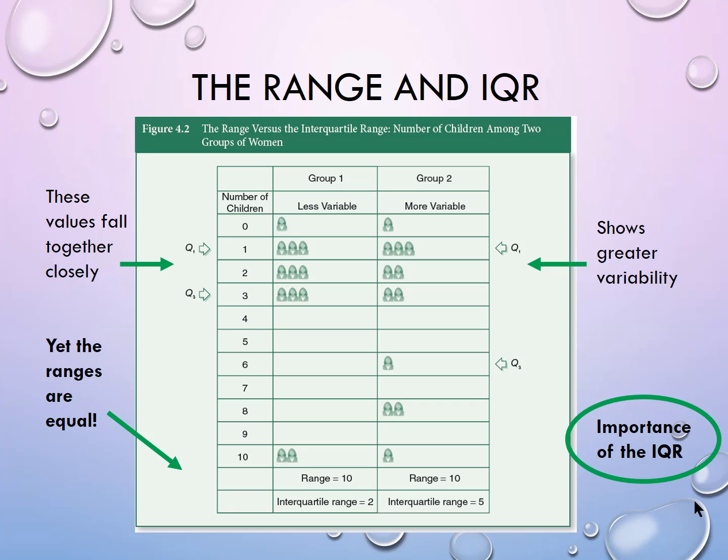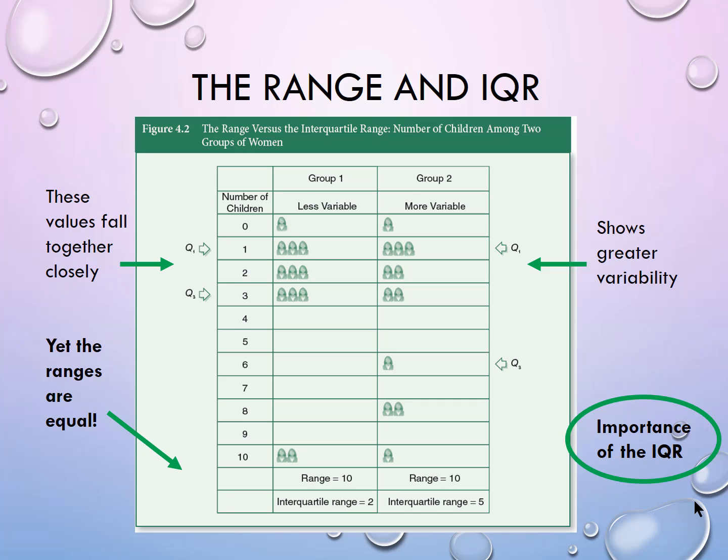In order to make up for these limitations of the range that I just showed you, we can use the interquartile range instead. The interquartile range is a measure of variation for, again, interval ratio or even ordinal variables. And it is measuring the width of the middle 50% of the distribution.